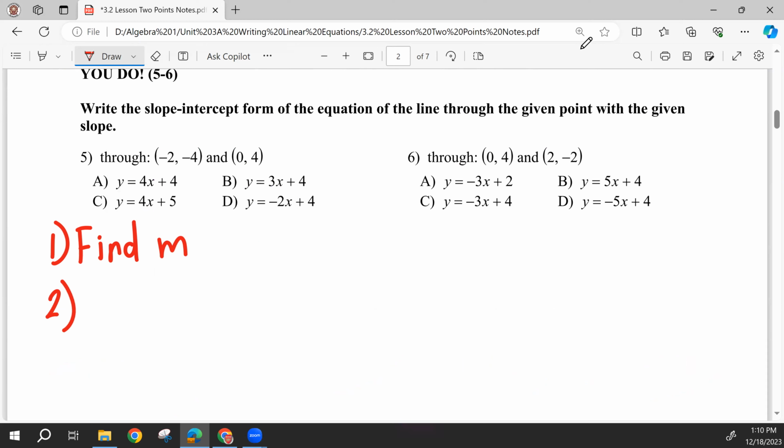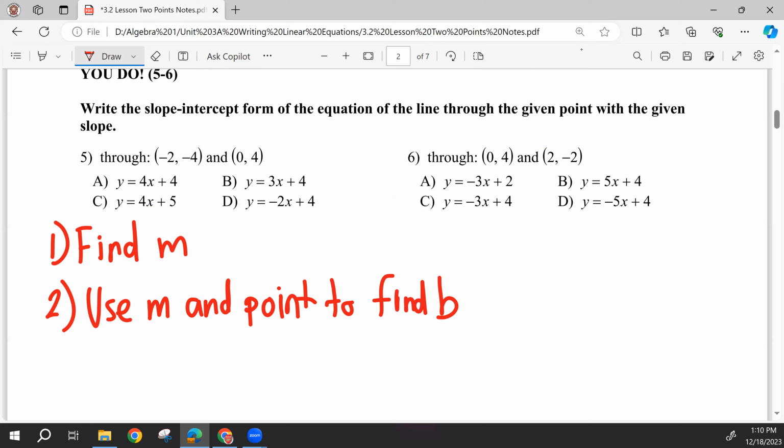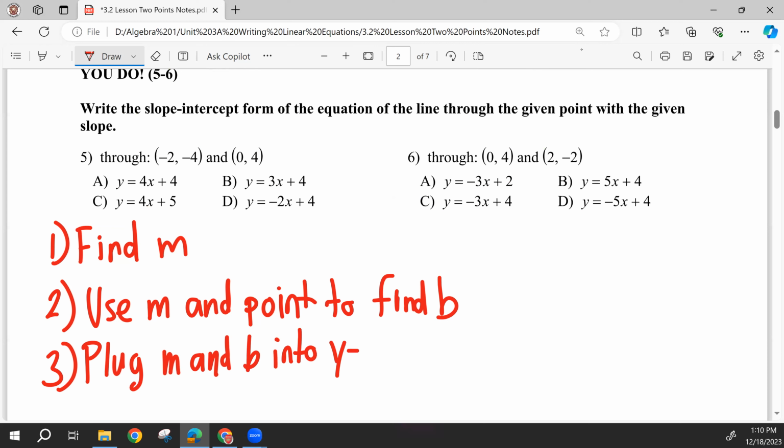Step 2, you're going to use your slope and 1 point, just like we did in the last lesson. And you are going to then find b, the y-intercept. And then you are going to plug the slope and the y-intercept into our equation of a line so that you have an equation that you know goes to those 2 points. So pause here, try these 2, and then press play for the answers.